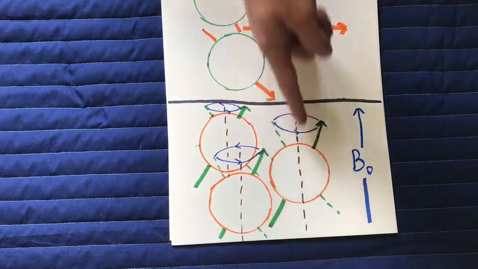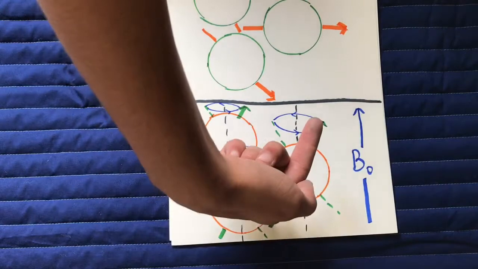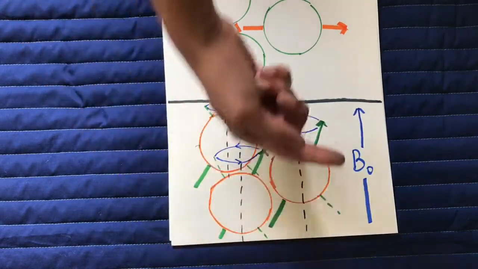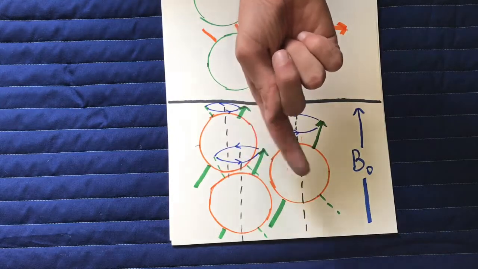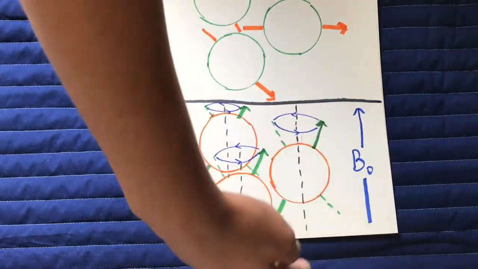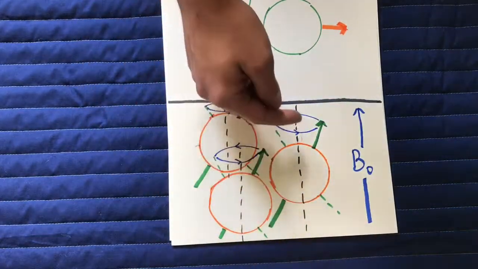So this axis being represented by this black dotted line, this green line, this magnetic dipole moment, will rotate along this blue circle like this. The axis will rotate like this around this center axis that is in line with the magnetic B field, known as the precession axis.